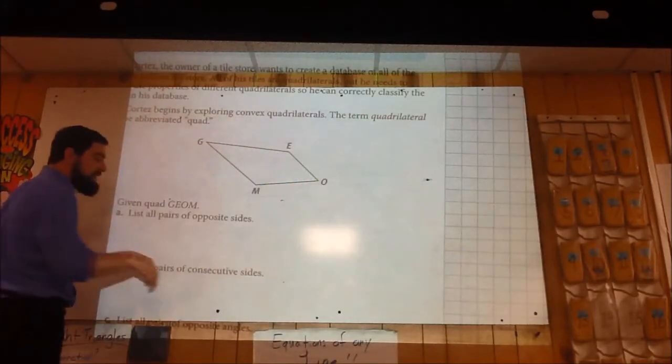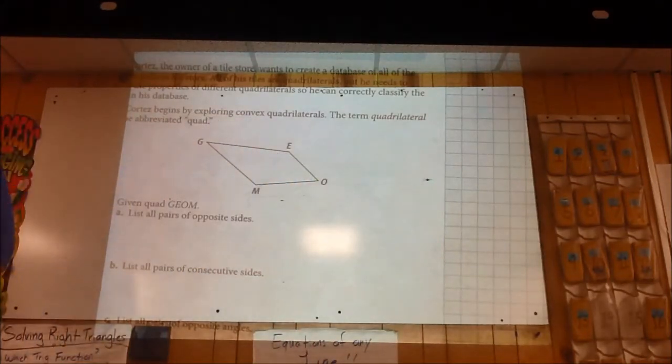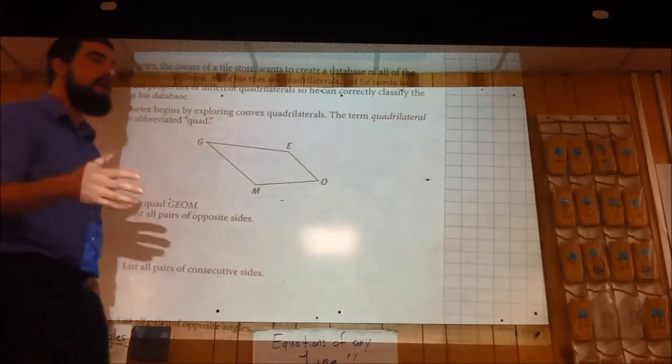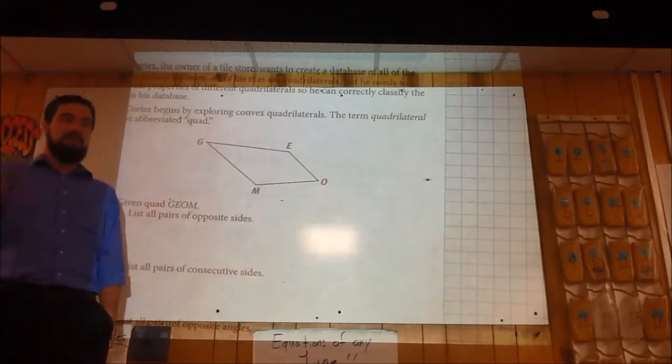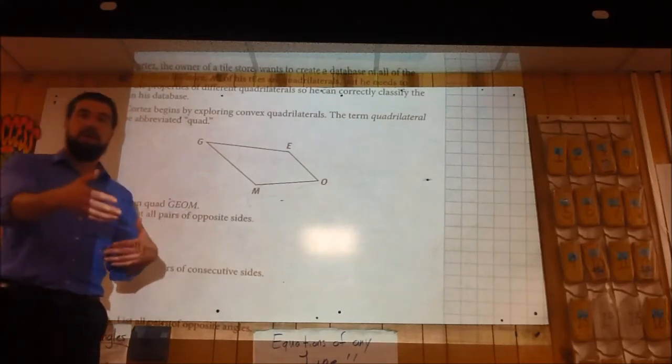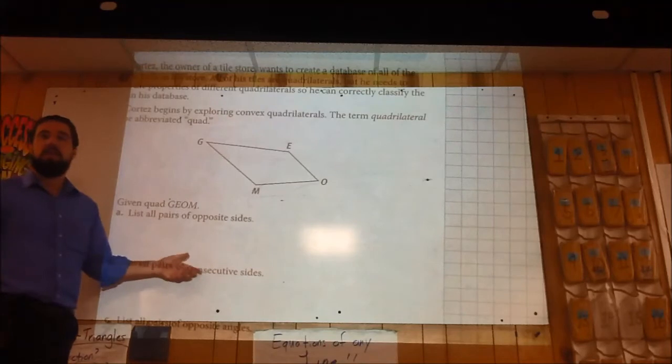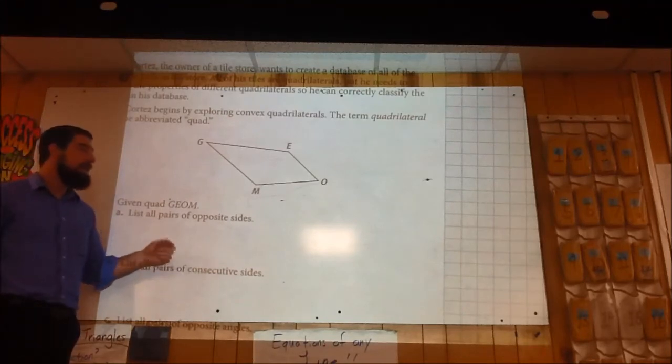But the new one is consecutive. Consecutive means, so if I were to ask you to name off the consecutive odd numbers, starting with 7, you would say 7, and then 9, 11, one after another. Same thing when we're talking about the sides and angles in quadrilaterals.